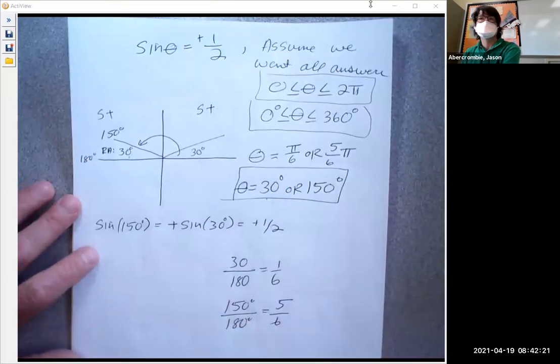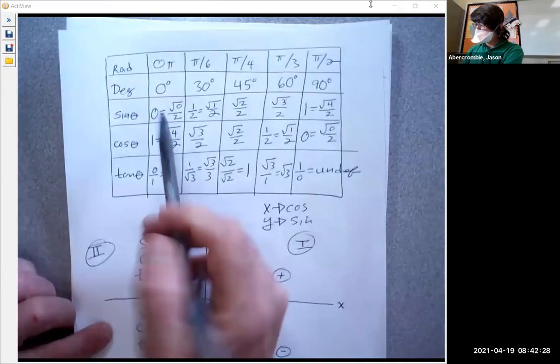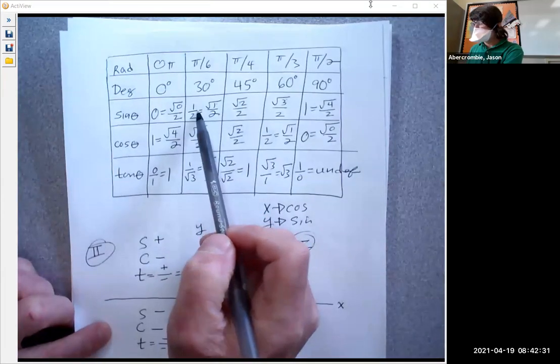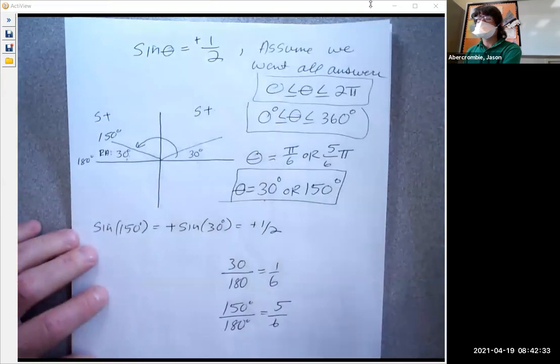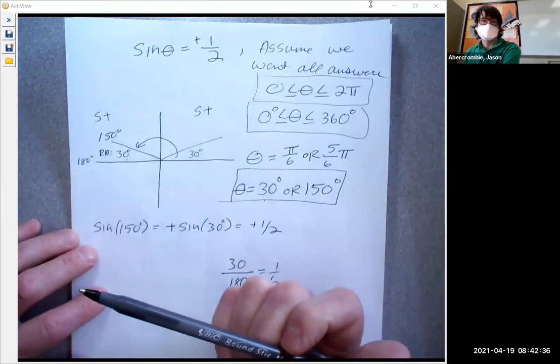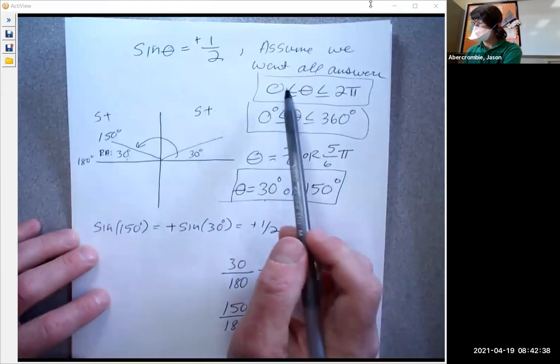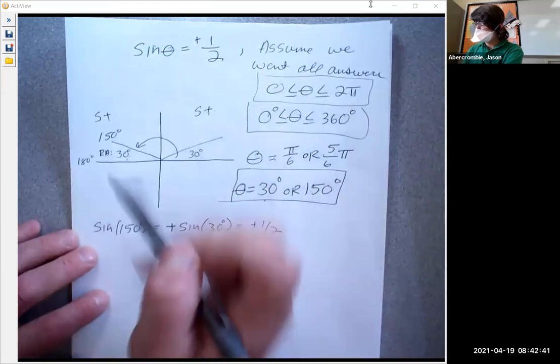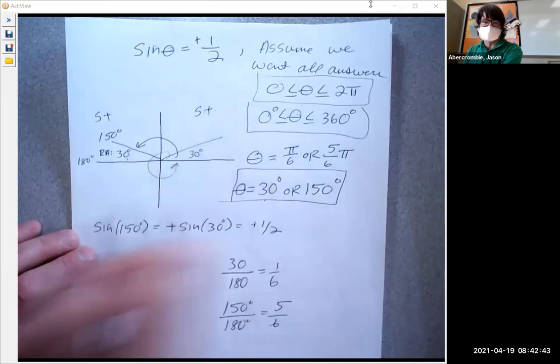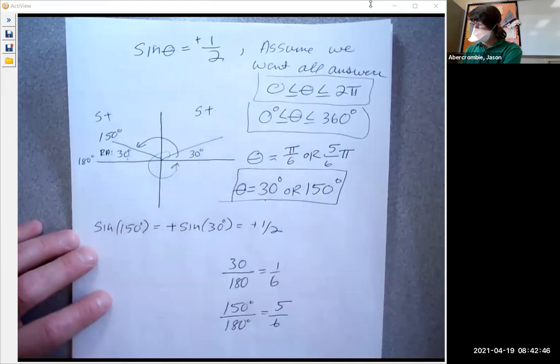How are we doing with this? The easy part is to say, hey, look at my table. You know, sine 30 is 1/2. No problem. The hard part is to remember that there's probably more than one answer. And I said, you know, we had this 0 to 2 pi. That just means one full lap around the circle. That's kind of the most typical ask that you'll see when you're solving a trigonometric equation, is that you're looking for all the answers in one full cycle.